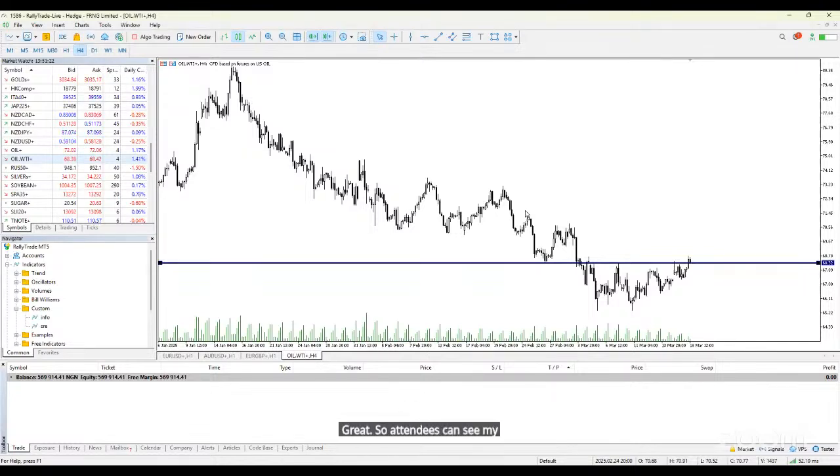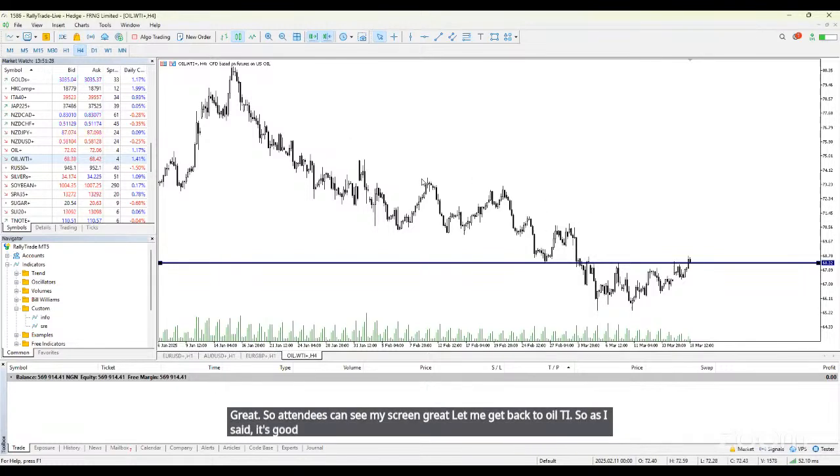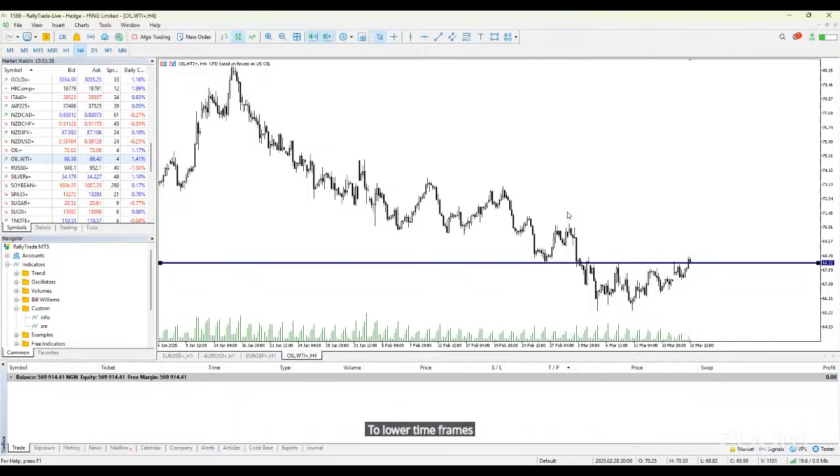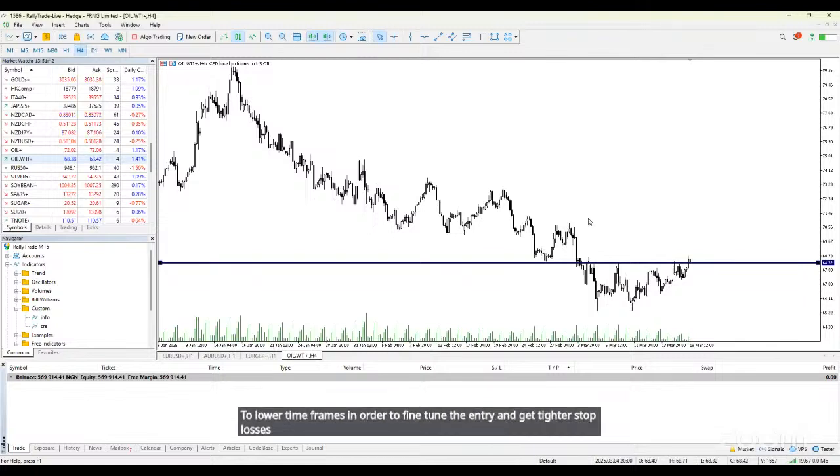Great. Let me get back to oil WTI. So as I said, it's good for every trader to start with a higher time frame, understand the general trend on a higher time frame, then move to lower time frames in order to fine-tune the entry and get tighter stop losses and a better risk to reward ratio by using targets for take profit on the higher time frame and stop losses on the lower time frame.